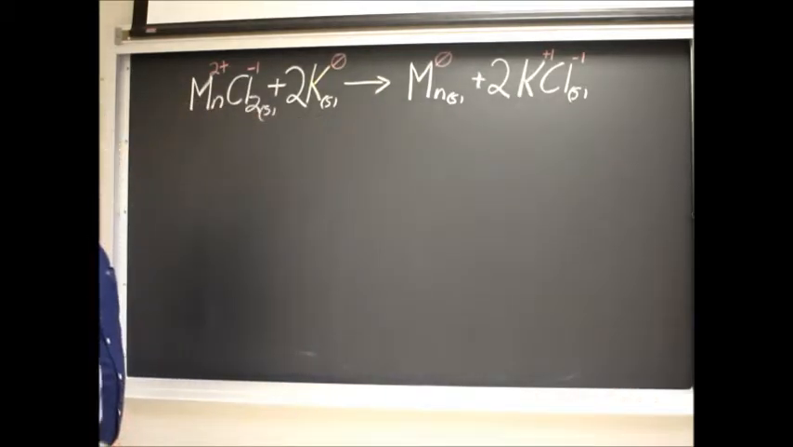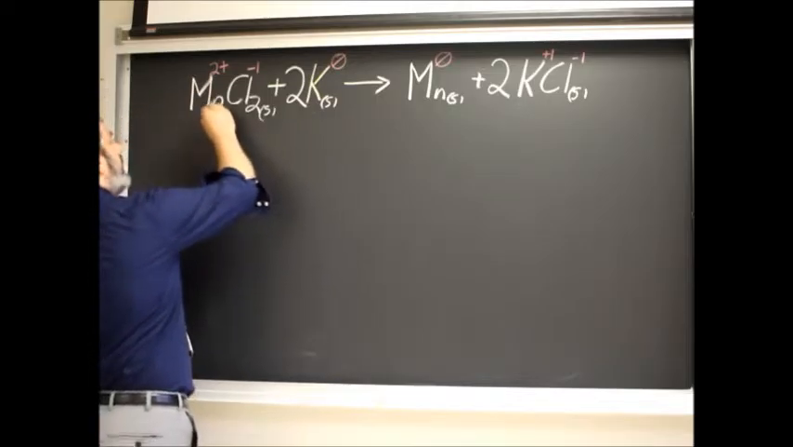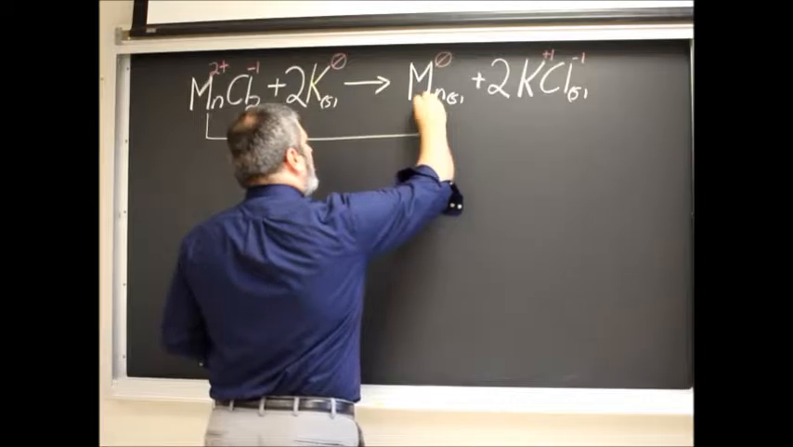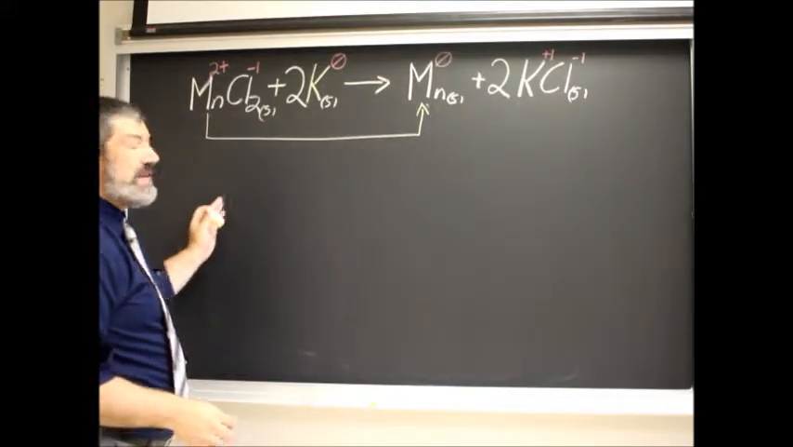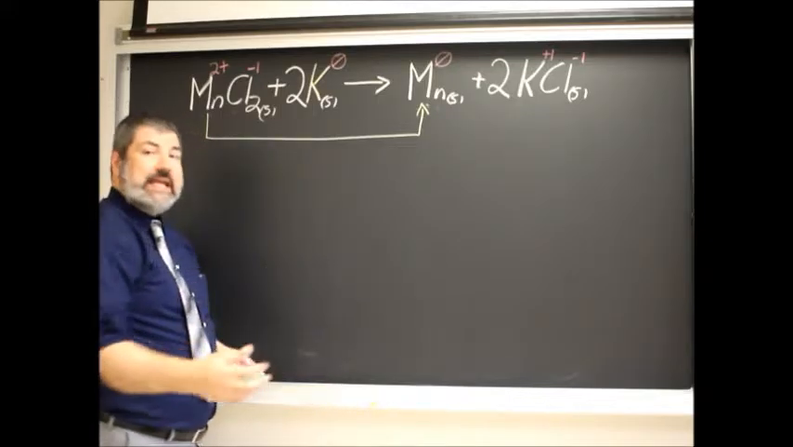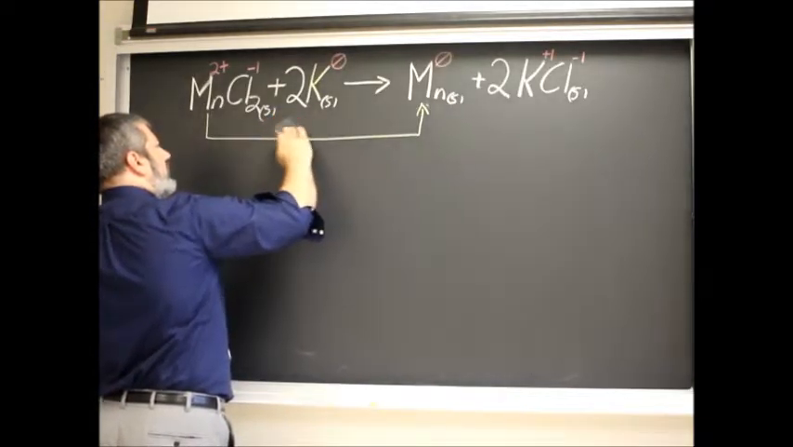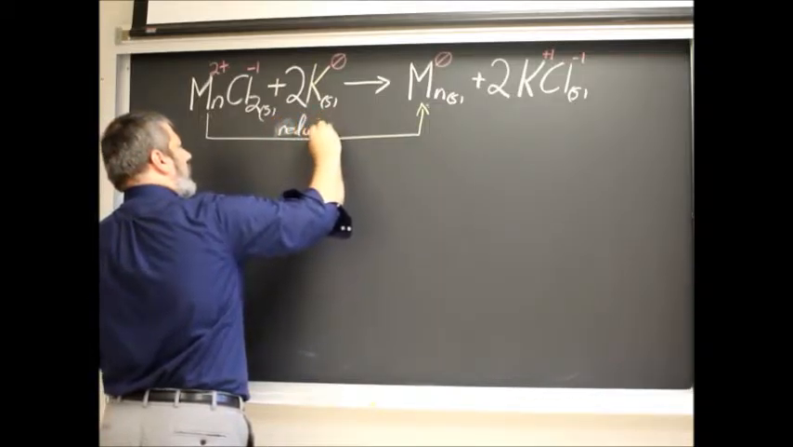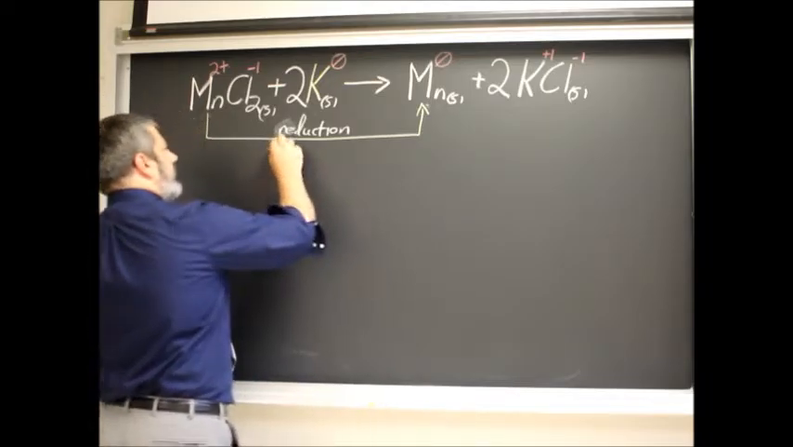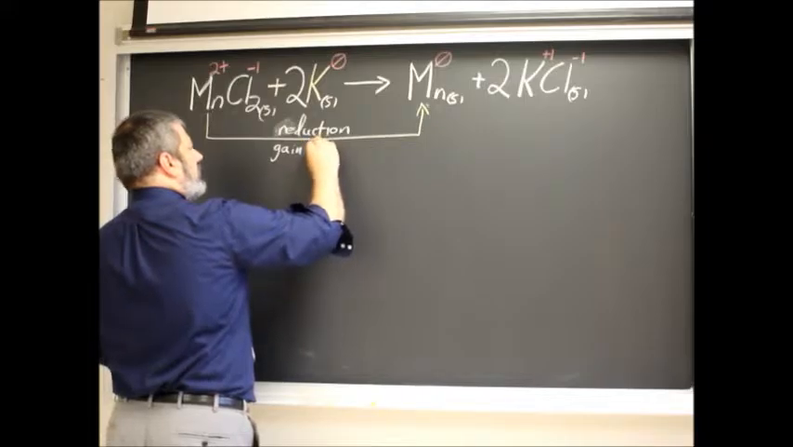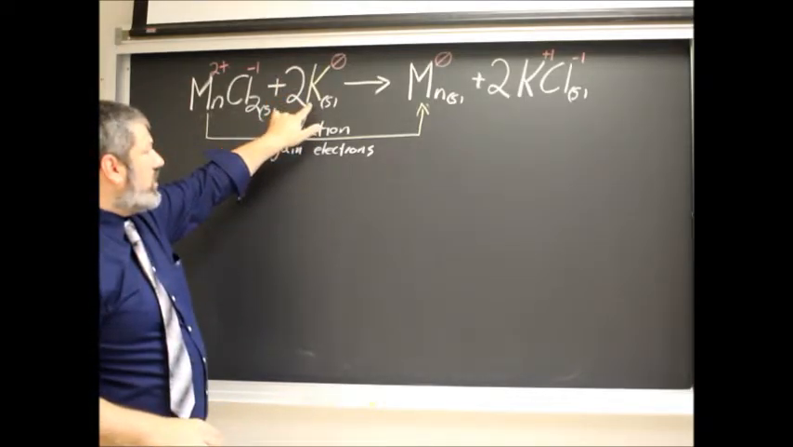So if we were looking at this, manganese 2 plus, if we were looking at this in terms of how electrons are moving around, the manganese 2 plus goes to manganese 0. The only way that can occur is if it gains 2 electrons. Gaining electrons is reduction. So the manganese 2 plus undergoes reduction. It gains 2 electrons. And I'll just write it in terms of just gaining electrons. And we'll write out the equation in a second.